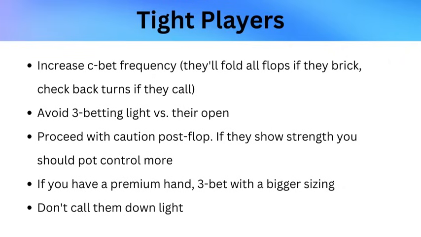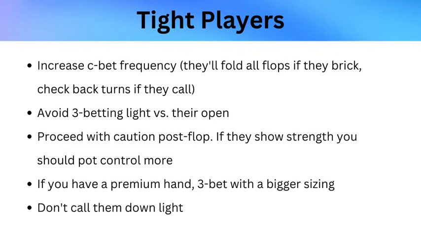Now if you have a premium hand versus them, you want to 3-bet them with a bigger sizing. If a tight player opens and you have a really good hand, you can size up a little bit because chances are they are going to have something that they can call you with. The deeper stacked you are, the bigger I suggest going. So if they raise to 3 or 4 times the big blind, then I would usually go like 4 times their bet, something like that, as opposed to a standard 3.